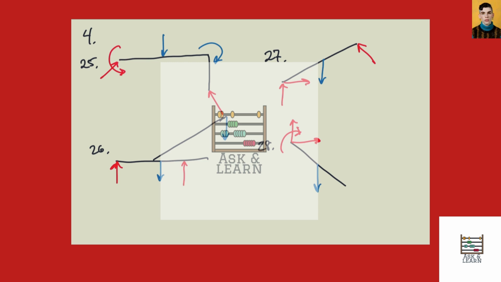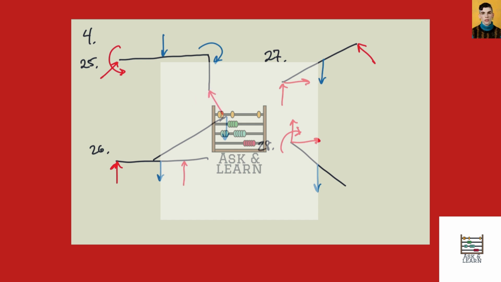We have a point load acting here and a moment acting at the bend, and then we have a support over here on a smooth surface that's inclined, so that the reaction force would be perpendicular to the smooth surface.